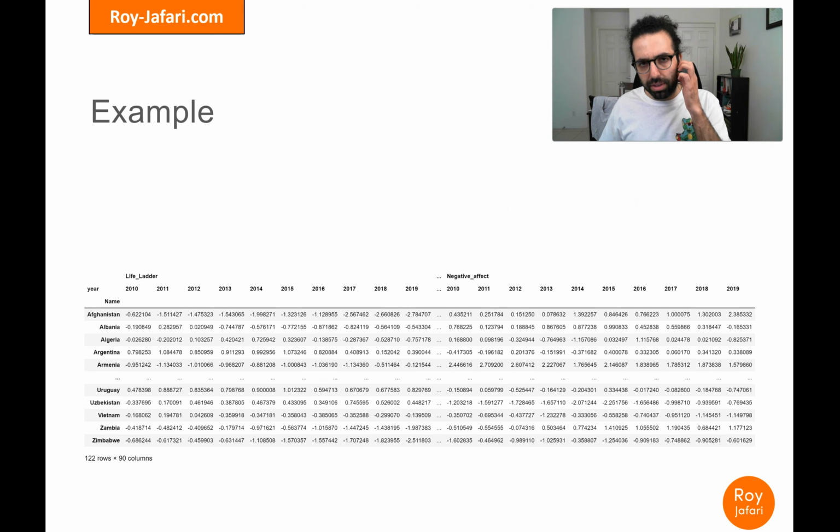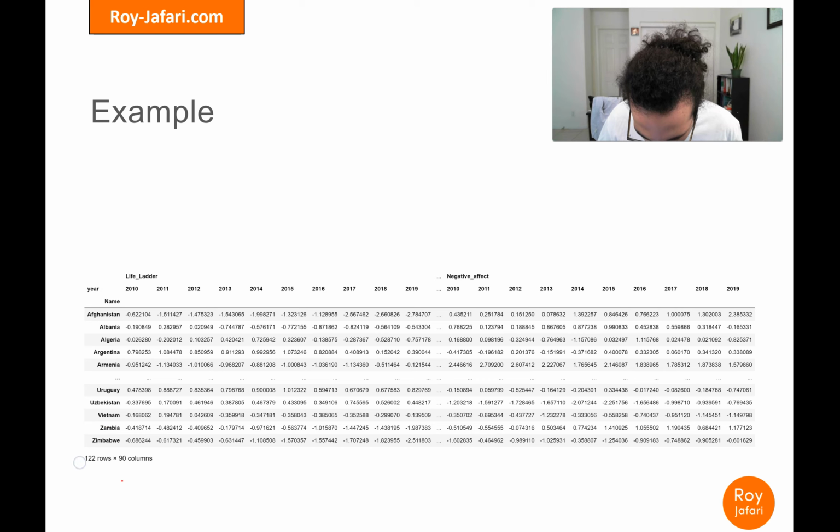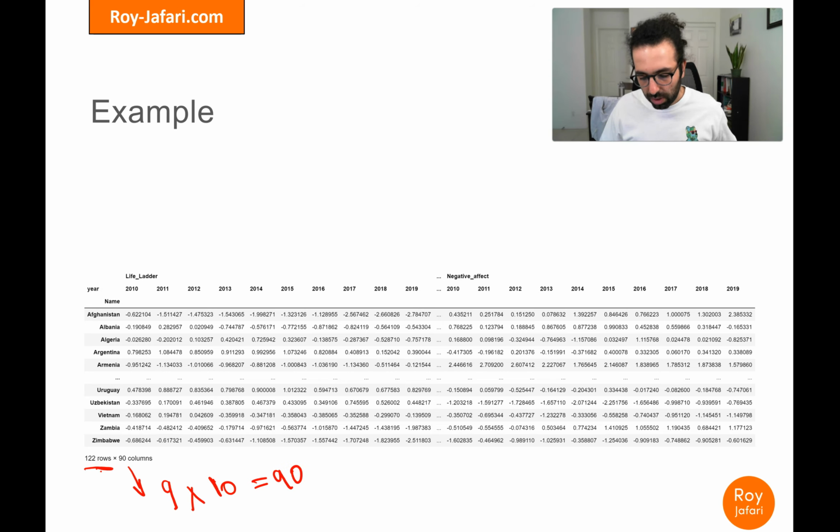So let's look at the example. This is the same example that we saw for PCA. We basically wanted to see the trends between the countries as far as their happiness indices from 2010 to 2019. Remember that we had 90 attributes. So we had 9 happiness indices, and we had 10 years. So we had 90 attributes, and we also had 122 countries.